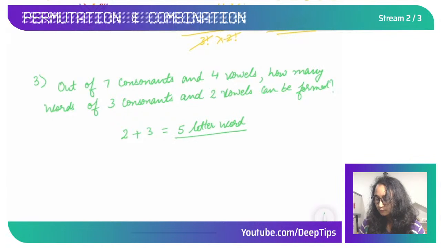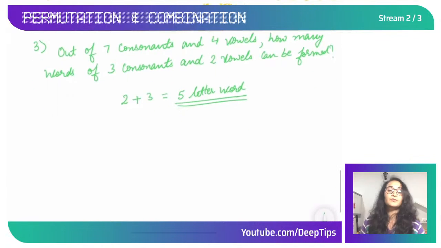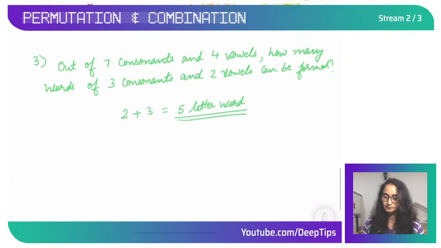The word that I'm going to form is a 5-letter word. Okay, so let's start with the basics. Out of 7 I need 3, and out of 4 I need 2, right? So 7C3 into 4C2 will give me the possible combinations of a 5-letter word.